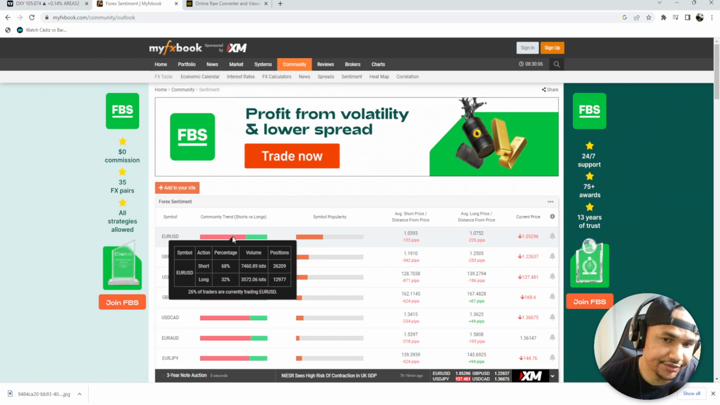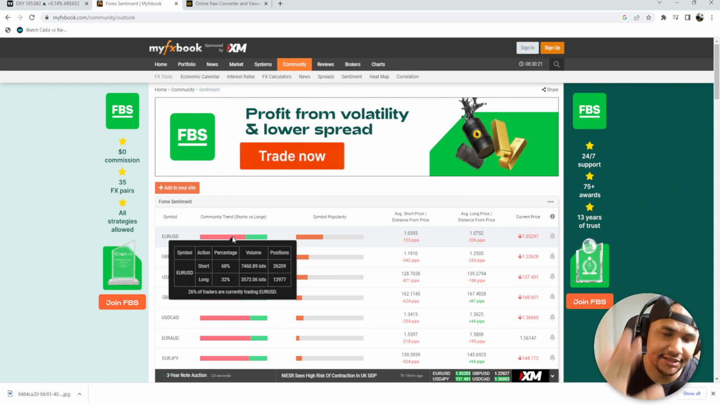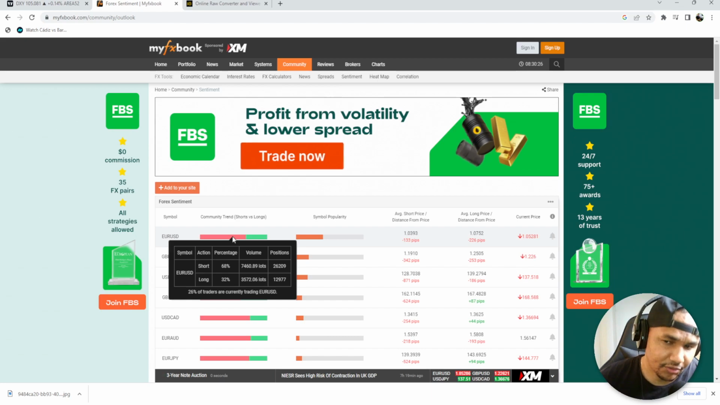longing EUR/USD, because there are 68% of retail traders looking to sell it. So they're more likely going to move the price of the euro up and hunt as many stop losses as they can there as well. And that is the only way that you look at it. Whichever one has the higher percentage, smart money is always on the opposite side of what the retail traders are doing.